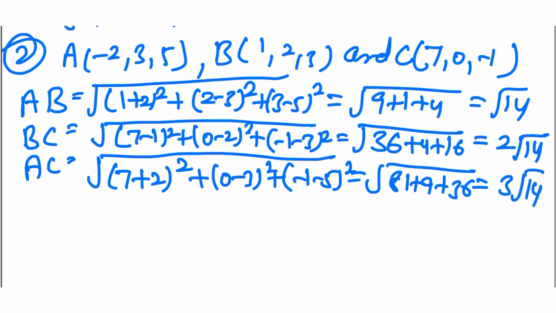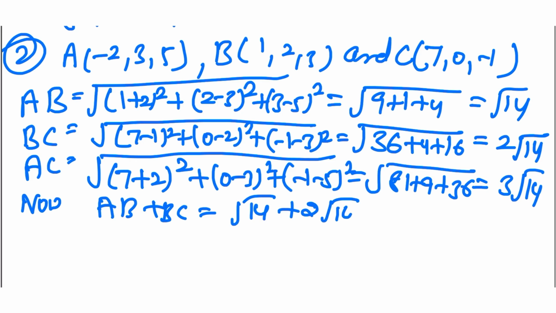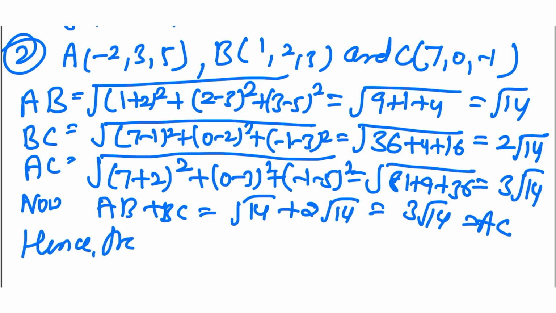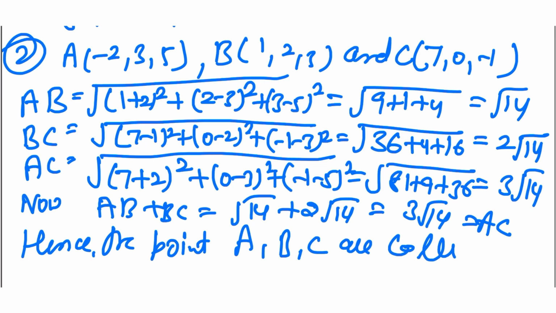Now AB plus BC is equal to root 14 plus 2 root 14, which is equal to thrice of root 14, that is equal to AC. So the sum of two distances is equal to the third distance. So hence the points A, B, C are collinear. It means they lie on the same line.